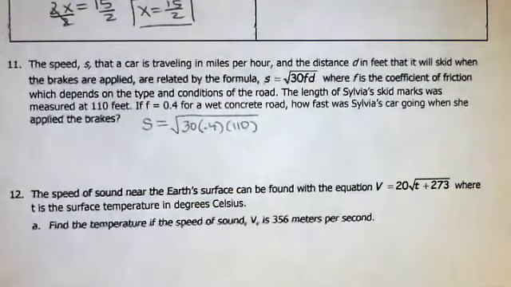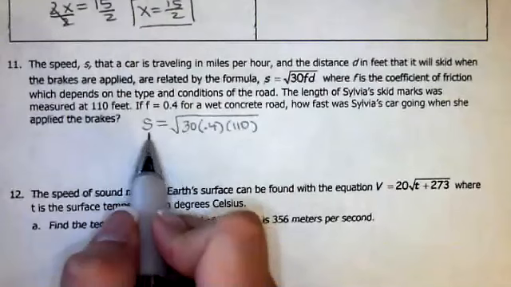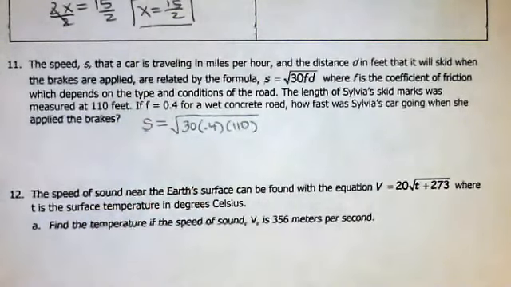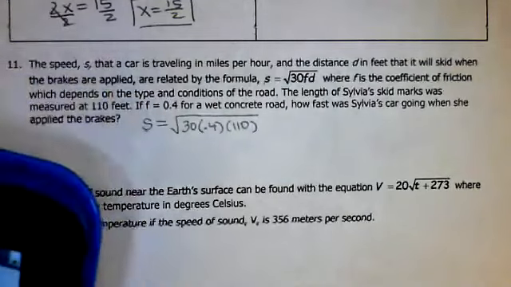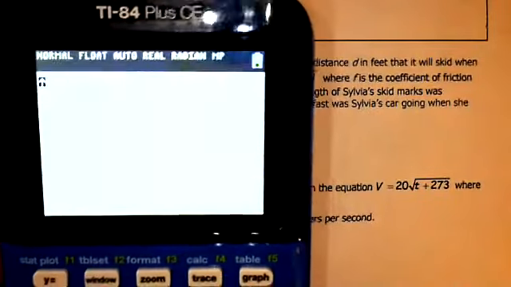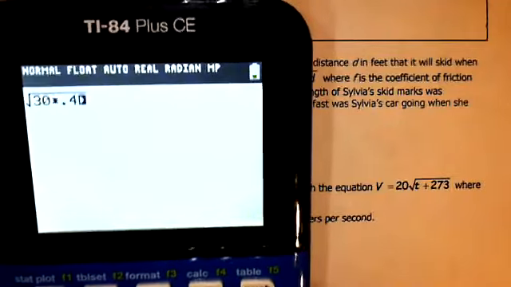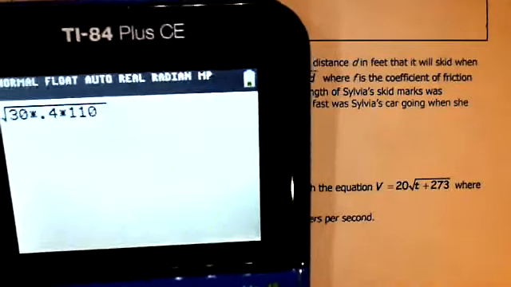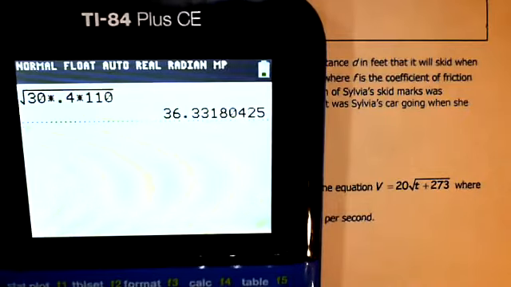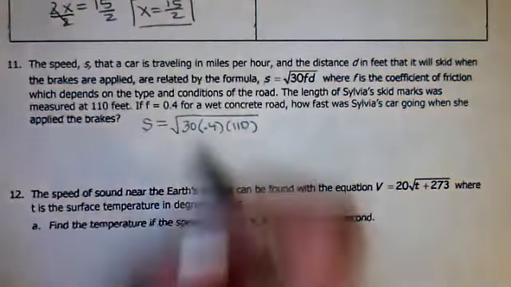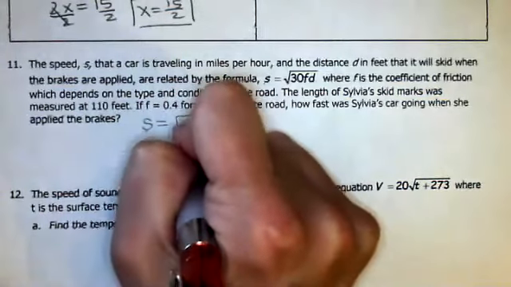In this case, they made the problem really easy for us. Because our variable's on this side, all I have to do is type that into the calculator to get our answer. And so we get the square root of 30 times 0.4 times 110. And that gives us 36.33. So she was going 36.33 miles per hour.